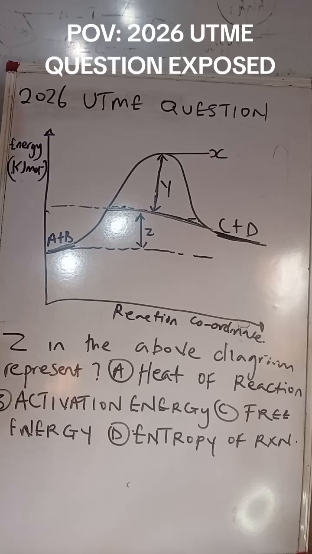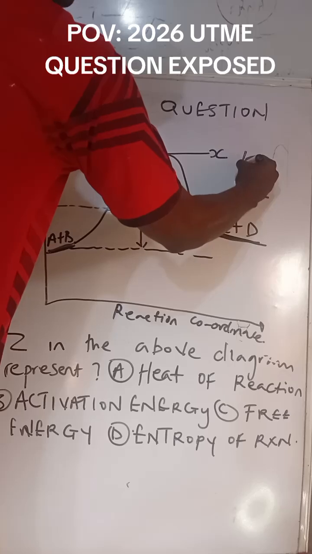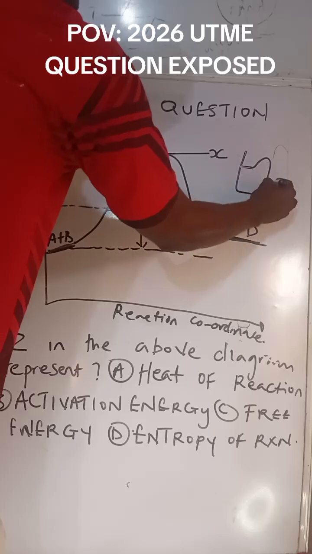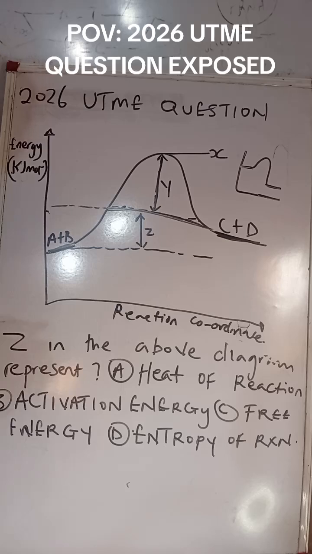Because delta H is going to be negative. So anytime the reactant is higher than the product, it is exothermic. If you have this kind of curve again and you have something like this, please pay attention, you can see that the reactant is higher than the product. So this is for exothermic, and this other one is for endothermic.